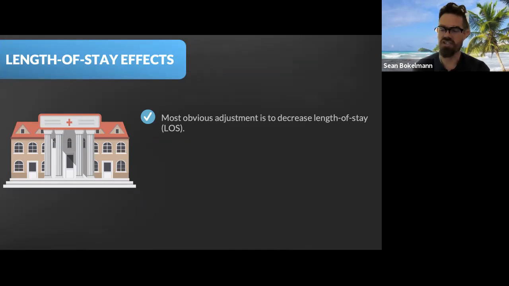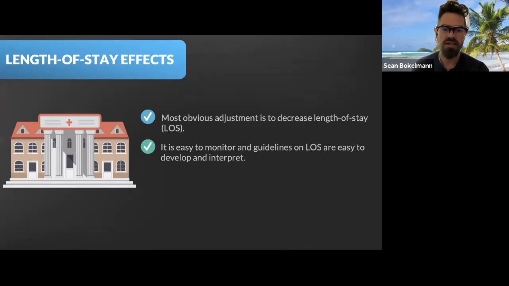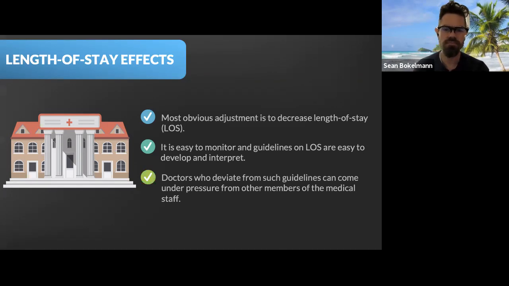And perhaps the most obvious change is to try to decrease the length of stay for patients, right? Because every day that a patient stays in the hospital costs the hospital more money, and they only have a fixed budget to work with per patient. And so this is probably the easiest adjustment to make because length of stay is relatively easy to monitor, and guidelines on length of stay are relatively easy to develop and interpret. And furthermore, any doctors that sort of deviate from the guidelines can relatively easily come under pressure of other members of the medical staff to try to lower costs.